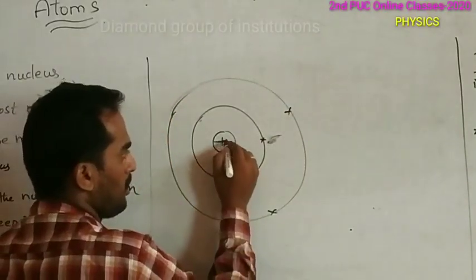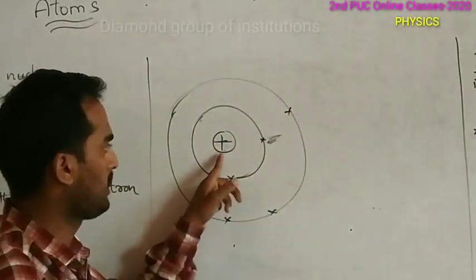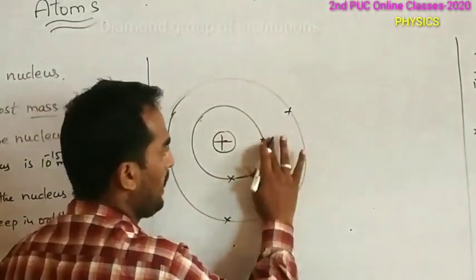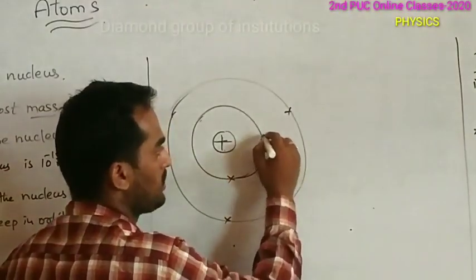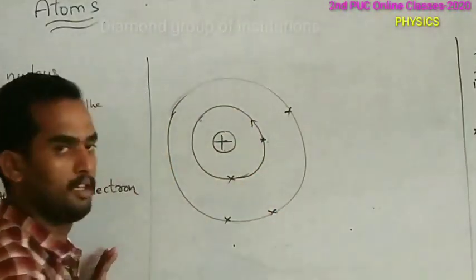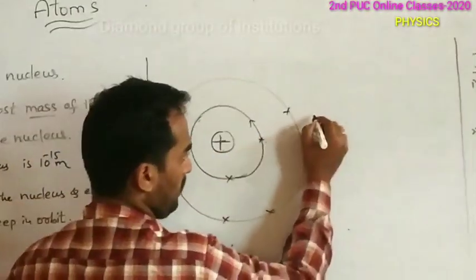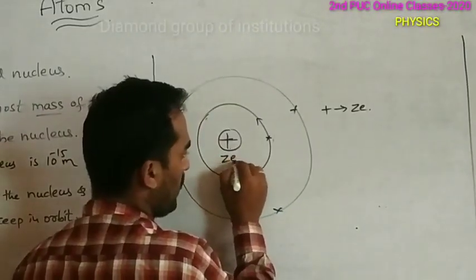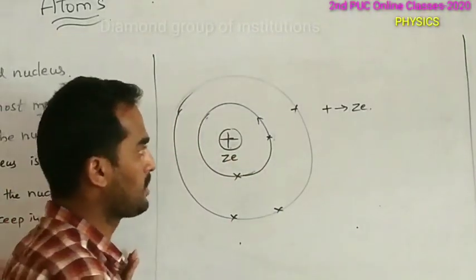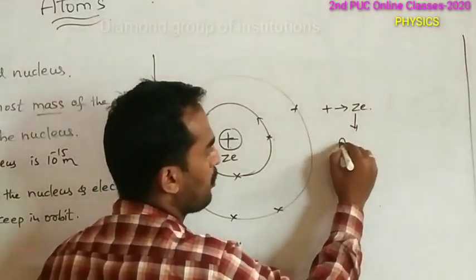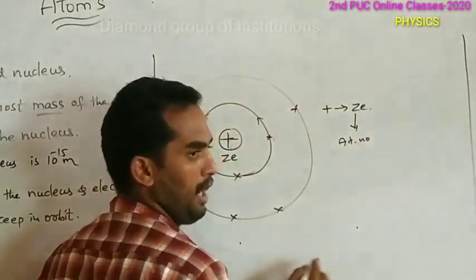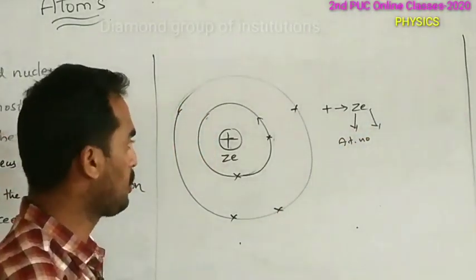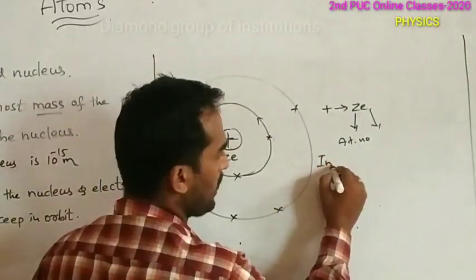Right. So the nucleus is exactly at the center and has which charge? Positive charge, and electrons are present outside the nucleus. They are revolving continuously. Here the plus is nothing but Ze. So in place of plus we can also write Ze. Why Ze? Z indicates what? Atomic number. And e indicates what? Charge of a proton.